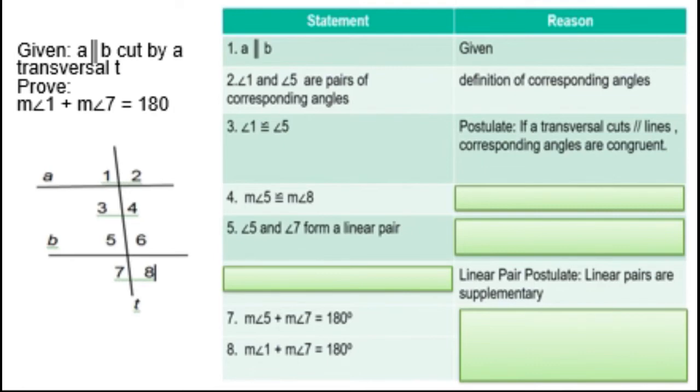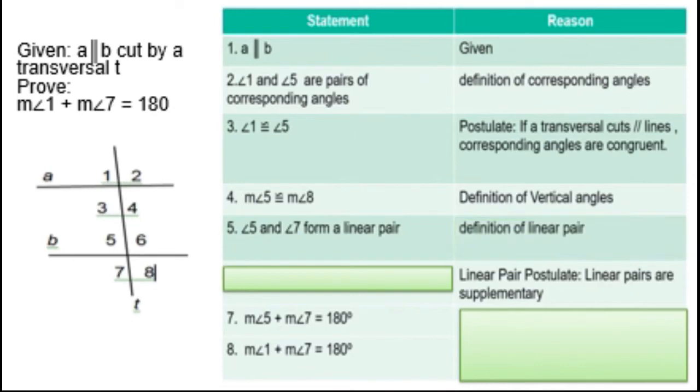How about the reason for statement number 4? Measure of angle 5 is congruent to measure of angle 8. That is definition of vertical angles. If the statement number 5 is angle 5 and angle 7 form a linear pair, the reason is definition of linear pair.